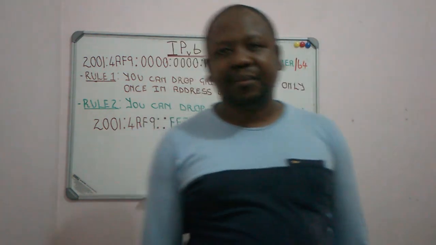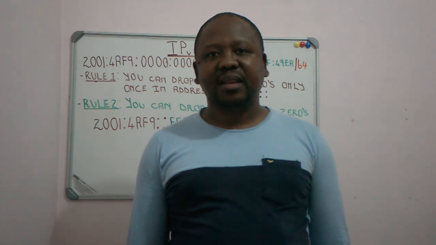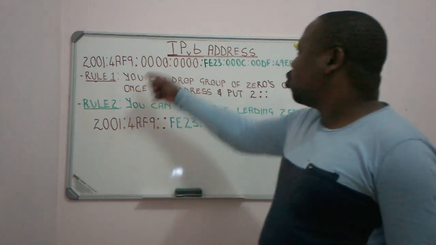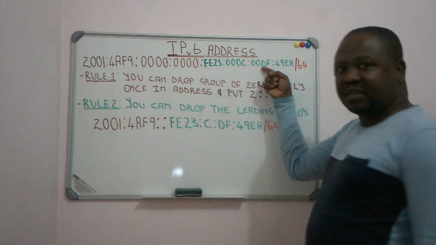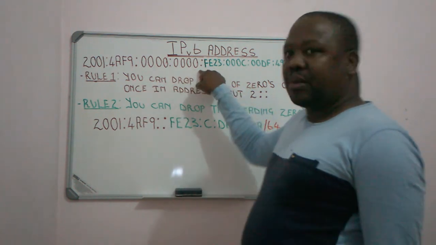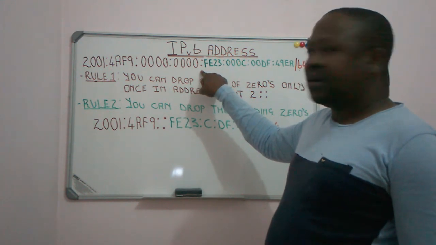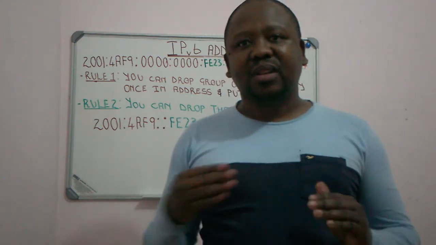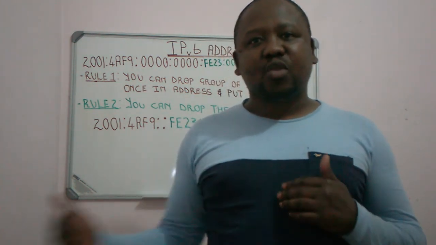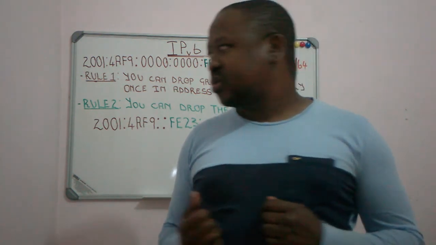What is IPv6? IPv6 is a 128-bit address that is divided into 8 groups of 16-bit hex tags. In our example here, we have a global IPv6 address. I'm not saying that they are all the same, it's just an example. I can compare it to a public address in IPv4.